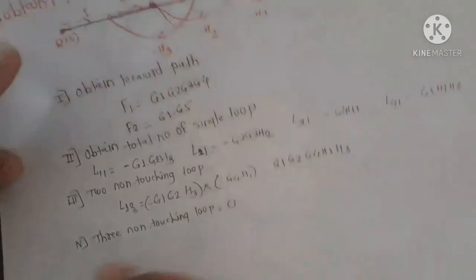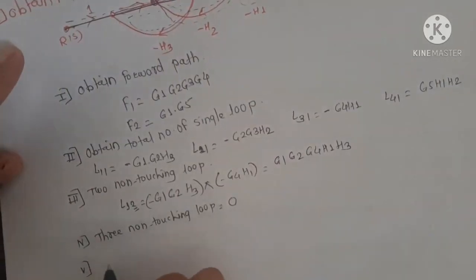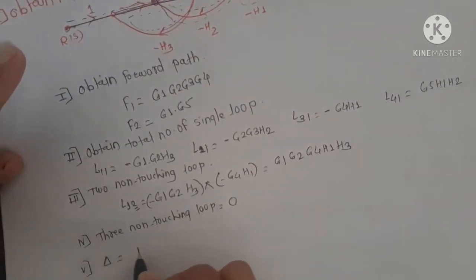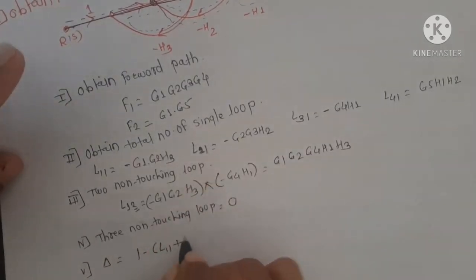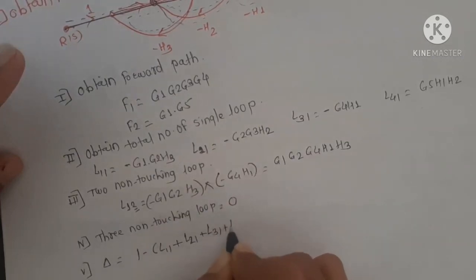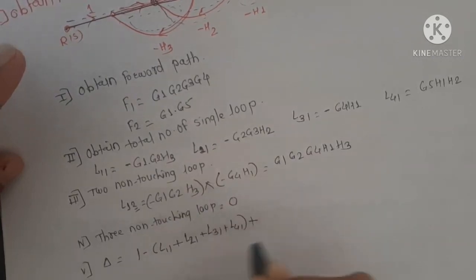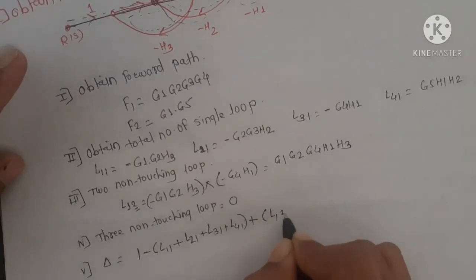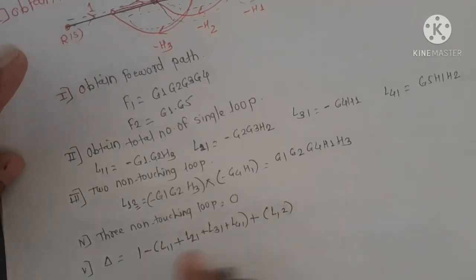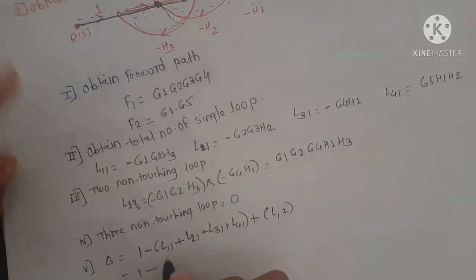Now after that, next step is find del. So del is nothing but 1 minus all single loops, that is L11 plus L21 plus L31 plus L41. Next sign is positive, after minus sign is positive. Next is 2 non-touching loops. So here is L12.